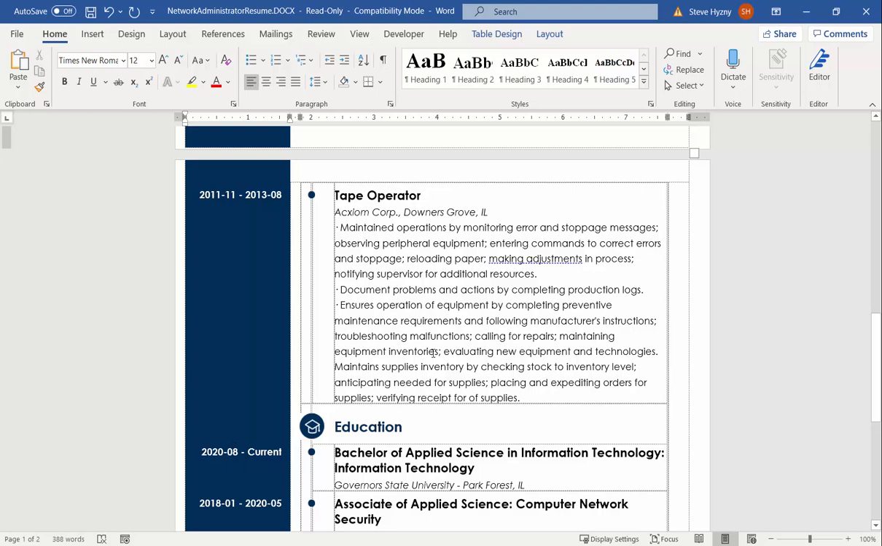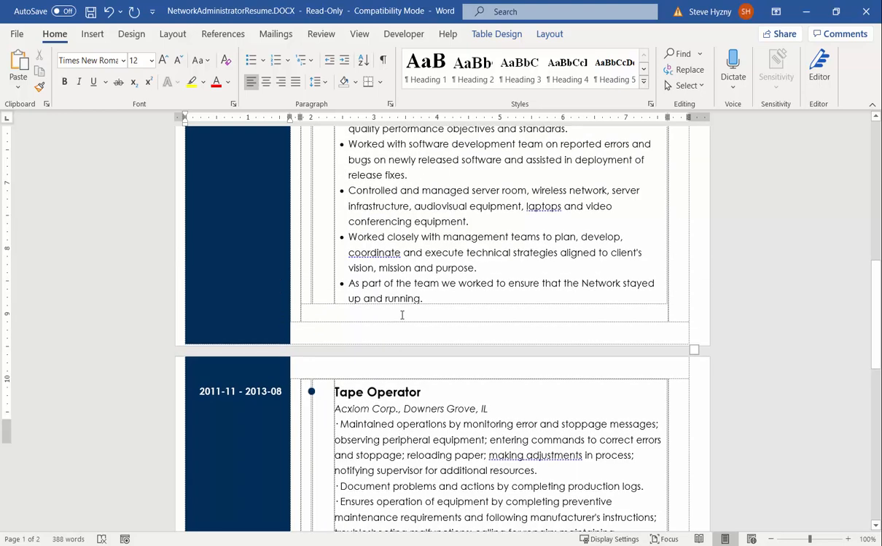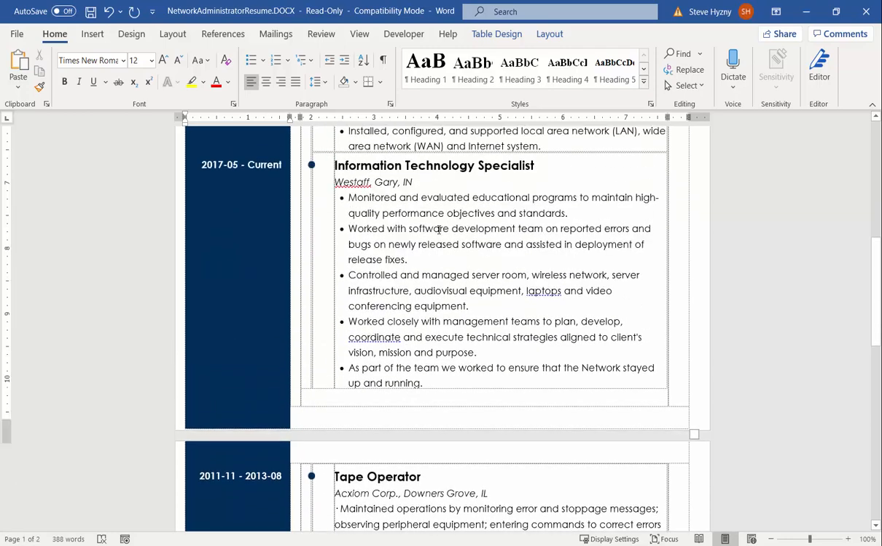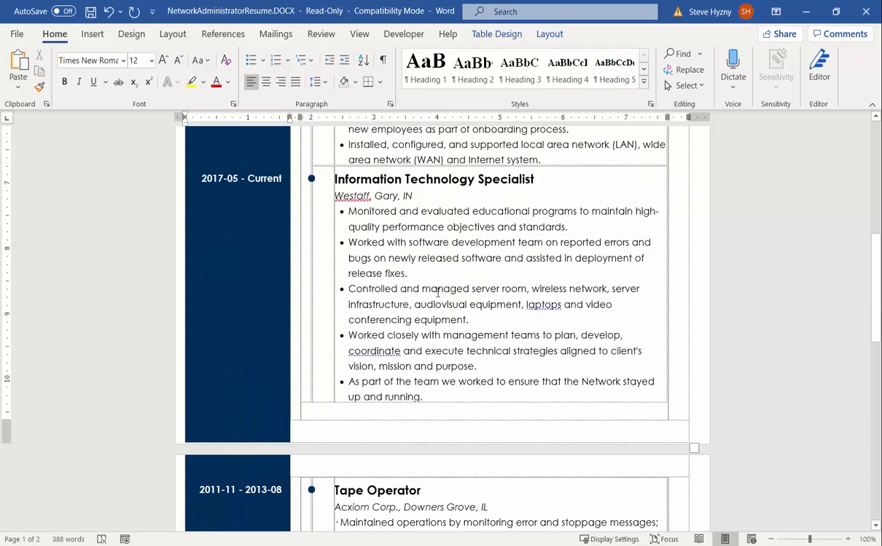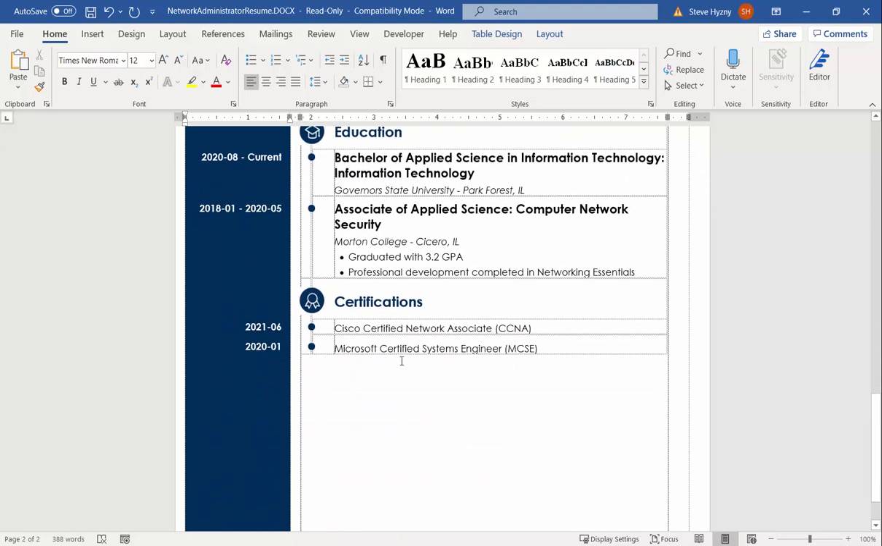And then, all right, education. All right, so here, tape operator. No offense, there's not a whole lot to this. This should be 1 or 2 lines. It's a very small, easy job to describe. Information technology specialist. Once again, highlight certain things. But at this point, all right, we got our certifications. Good. This is the way I like to see them.